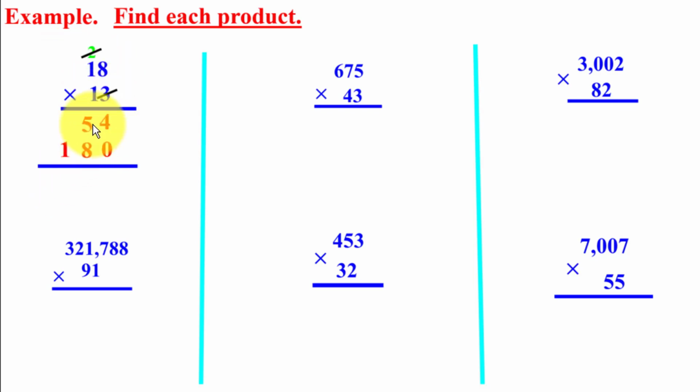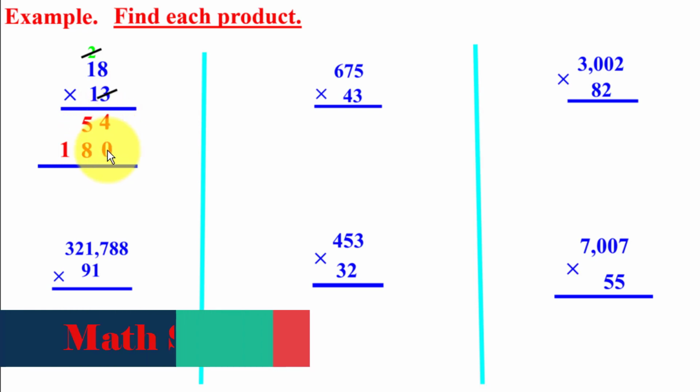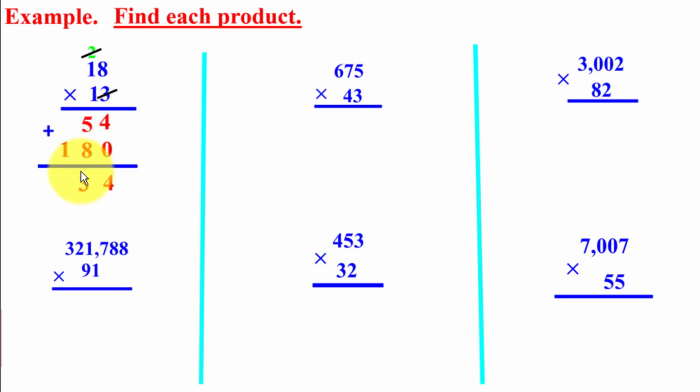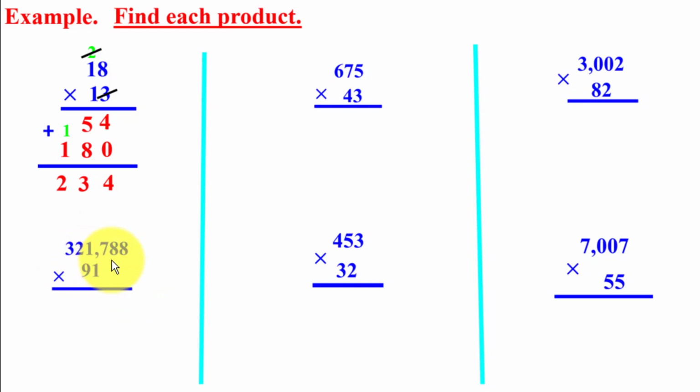Now write a line and add the two partial products. 4 plus 0 equals 4 here. Yes. 5 plus 8 equals here 13. Write 3 and carry 1 over 1 becomes 2. So the product here is 234. Next, 321,788 times 91.